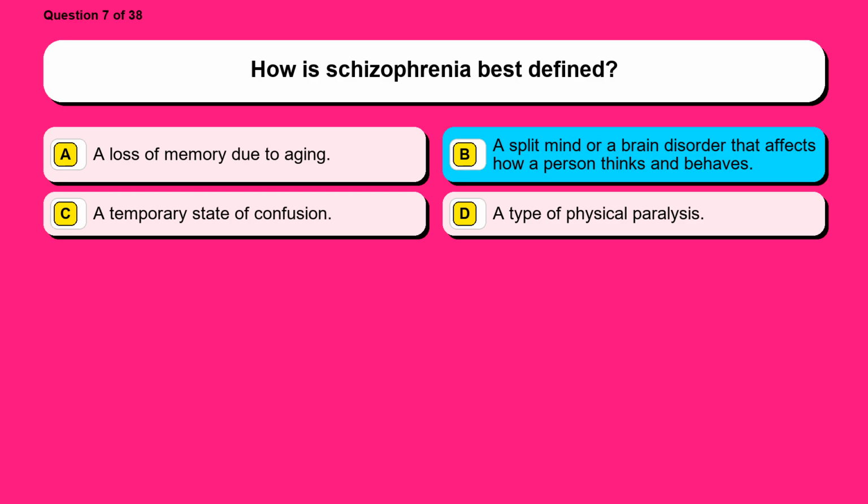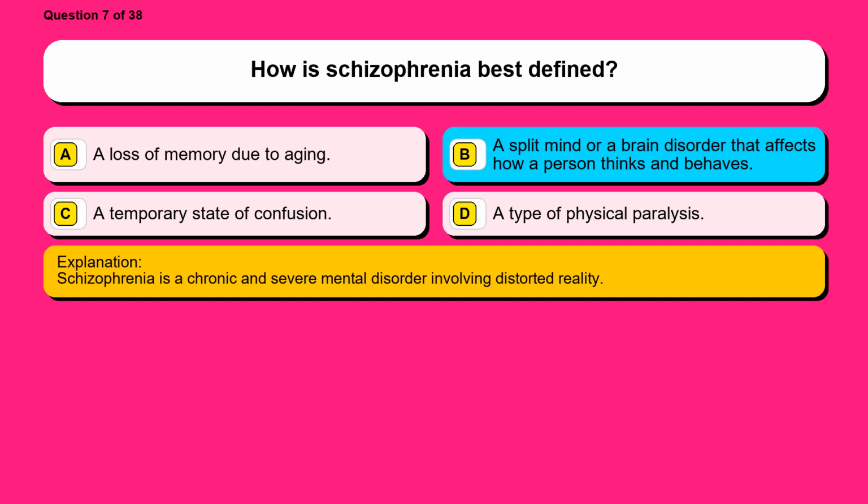The correct answer is option B. A split mind or a brain disorder that affects how a person thinks and behaves. Schizophrenia is a chronic and severe mental disorder involving distorted reality.